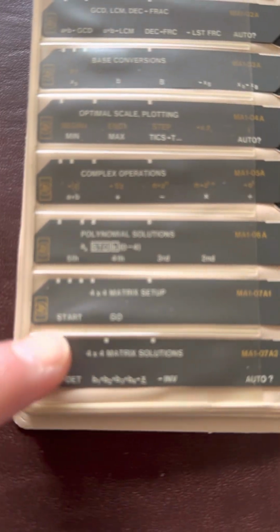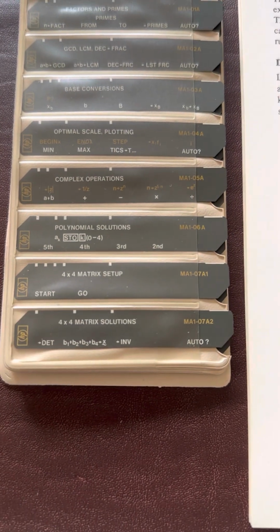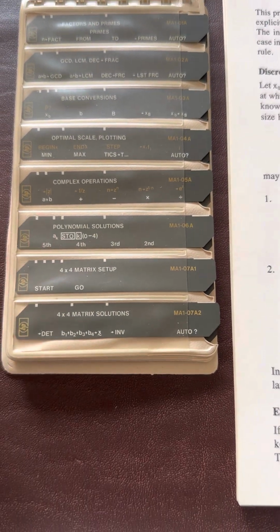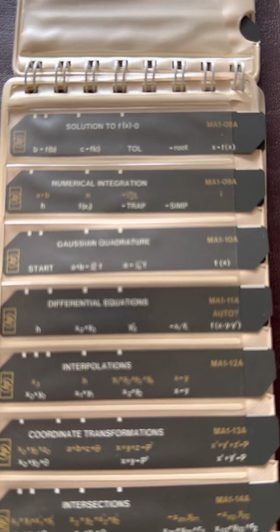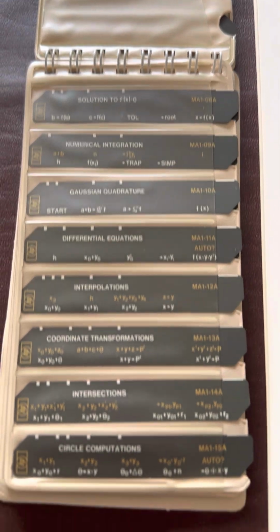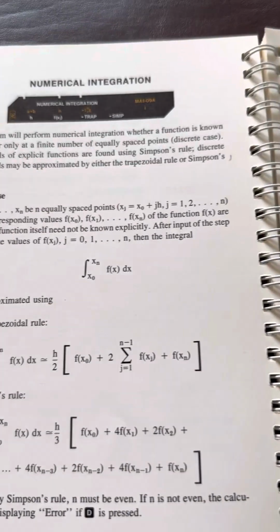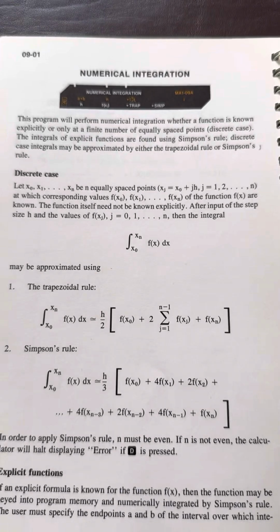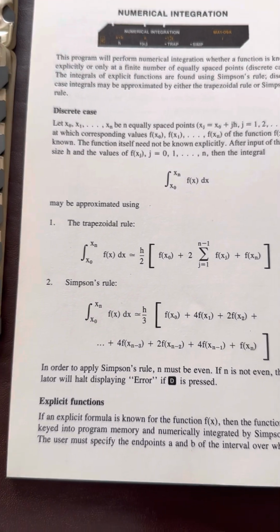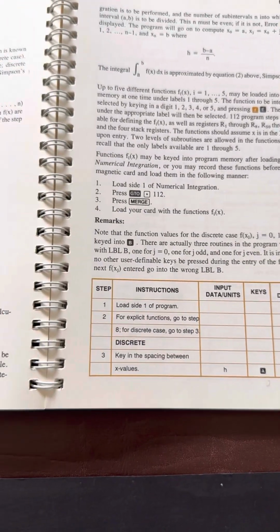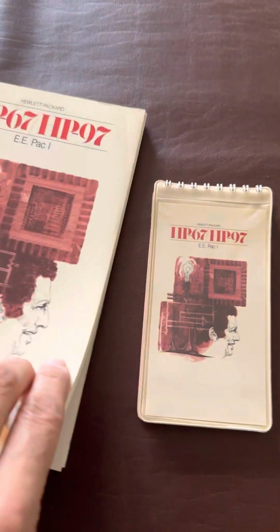Here, this one is setting up a 4x4 matrix, solved by 4x4 matrix, and so on, finding the zeros of f of x equal to 0, differential equations. This describes numerical integration using the trapezoidal rule and then Simpson's rule, and it'll show you how to use the programs. So essentially, in electrical engineering, this is the pack for the EE pack.